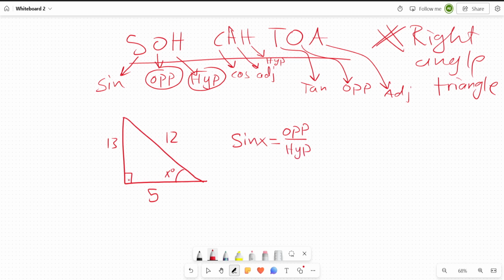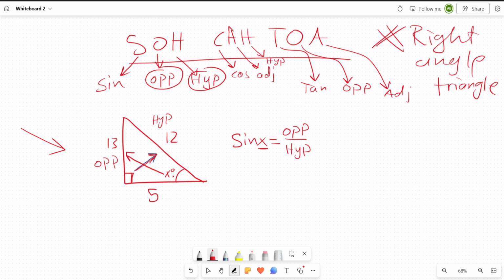Let's take a look at this triangle here. First of all, what's the hypotenuse? The hypotenuse is always the side that is opposite to the right angle. So in this case, this is the right angle, and this is the side opposite to the right angle. So this side is my hypotenuse. And my opposite is the side that is opposite to the angle I'm looking at. So I'm looking at x, so my opposite is going to be the 13. So this is the opposite side.